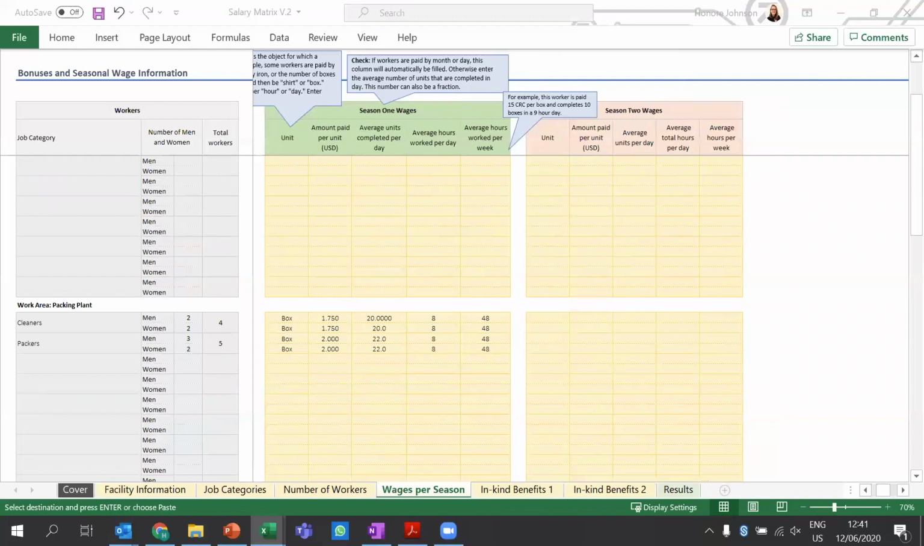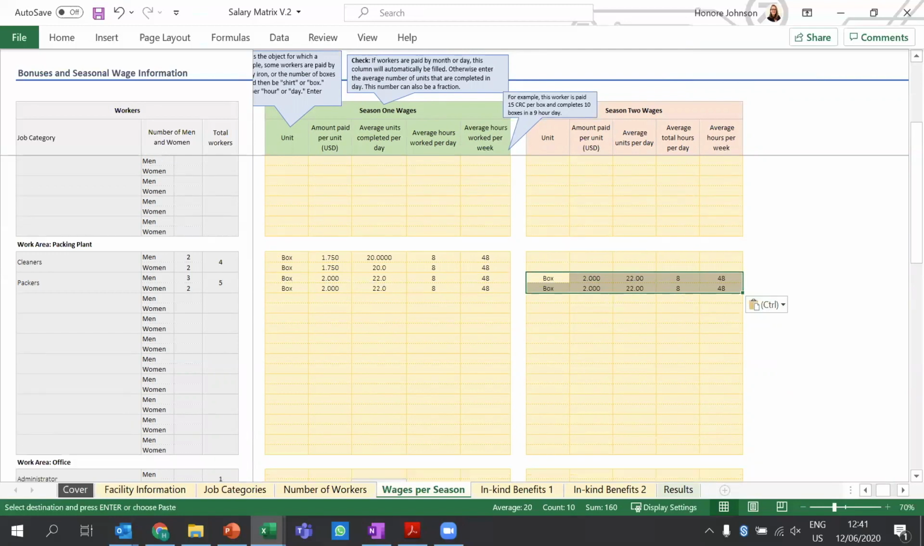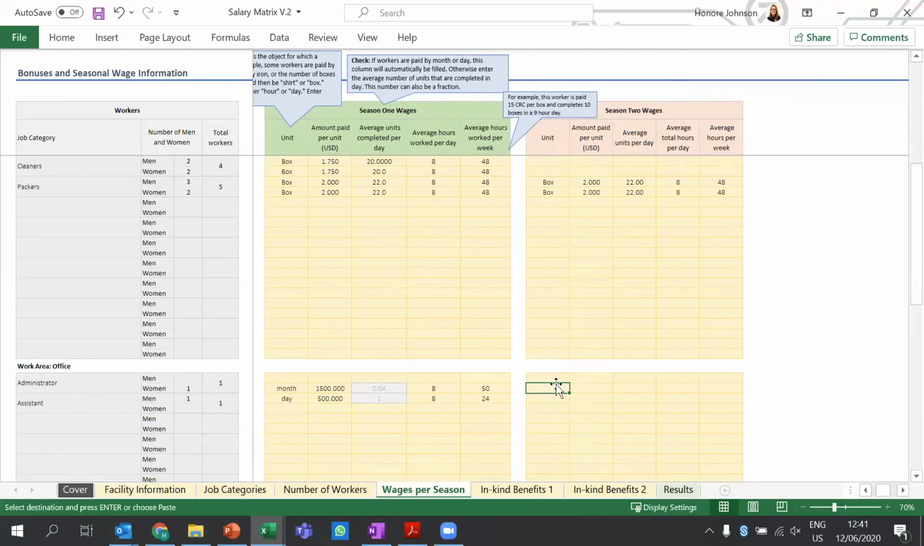For the next work area, we will also see that the cleaners are no longer working, but the packers are still working. So the cleaners rows will be blank, and the packers will be entered here. You can see that their work amounts, units, and average units completed per day are the same, as well as average hours worked per day and average hours worked per week. For the work area of office, we no longer employ the assistant for season 2, but we will keep the administrator here and paste the data like this.